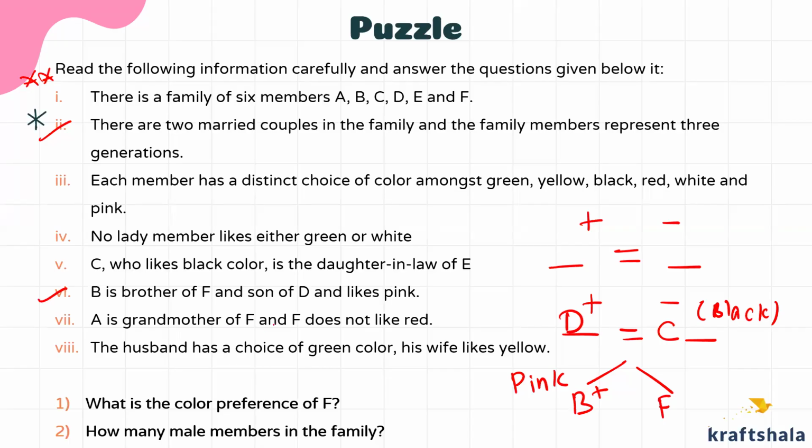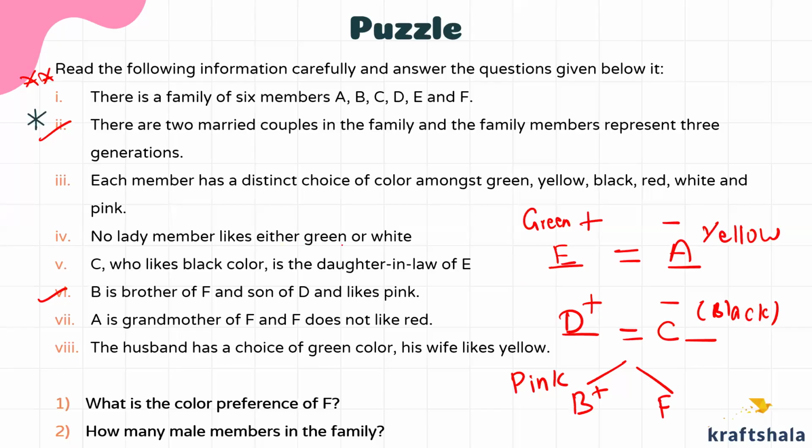A is grandmother of F. So A must be this. And if A is this, E must be this. And F does not like red. The husband has a choice of green color. His wife likes yellow. This is also done.